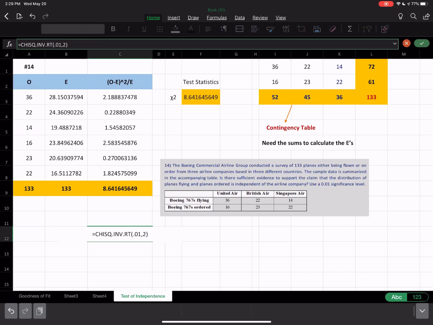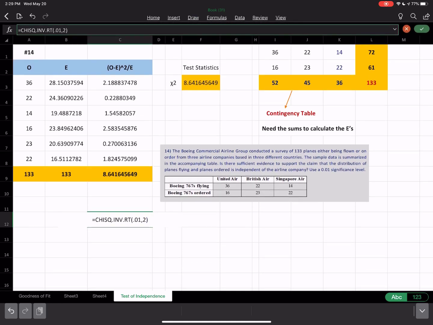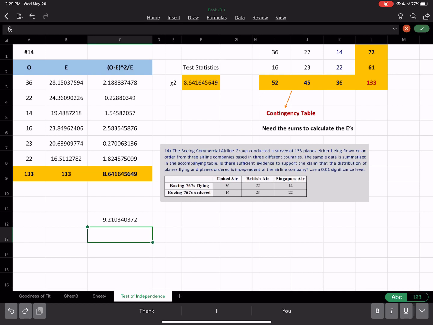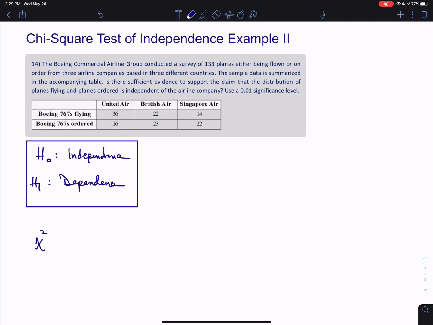Again, 3 minus 1 times 2 minus 1. Because if I draw it, see, you get 3 minus 1. Well, I can't draw it when I'm in the middle of a command, I guess. So it's just 3 minus 1 times 2 minus 1, which is 2. And there is your critical value, which is 9.210. Okay, so let's move on to my Notability page, and having done all the calculations, now I can just finish the write-up.